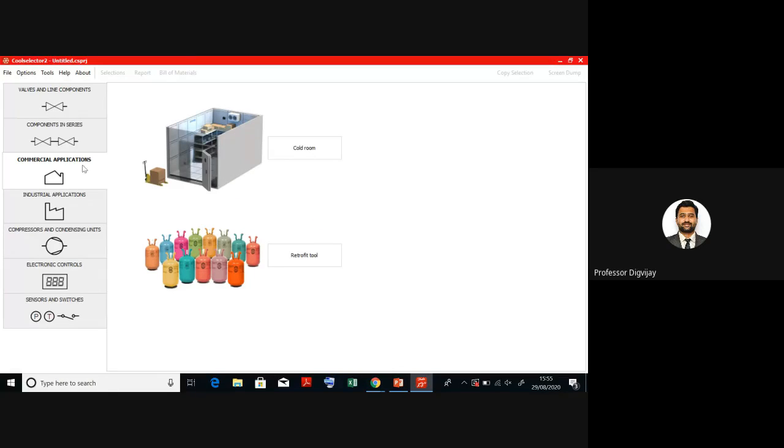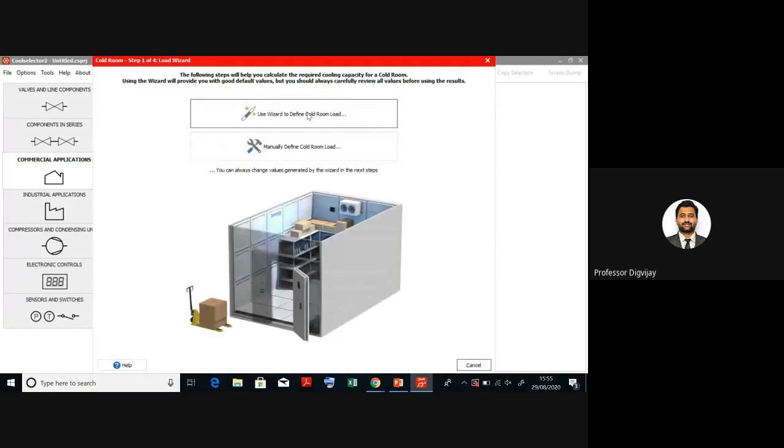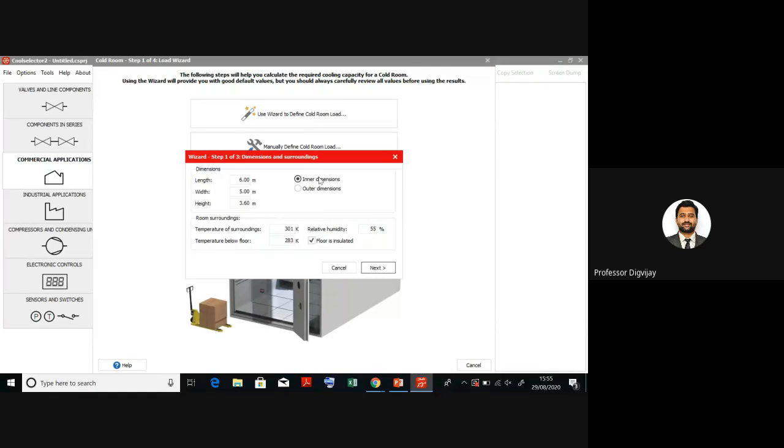Okay, so we'll go for a cold room. See here, they are asking for this load, this dimension. So I will give the similar dimension. 6 will be the length, width is 5, and height I have taken 4, so I will put 4 meter as the height. Then I am giving the inner dimension, right? Temperature surrounding, I have taken as 30 degrees Celsius.